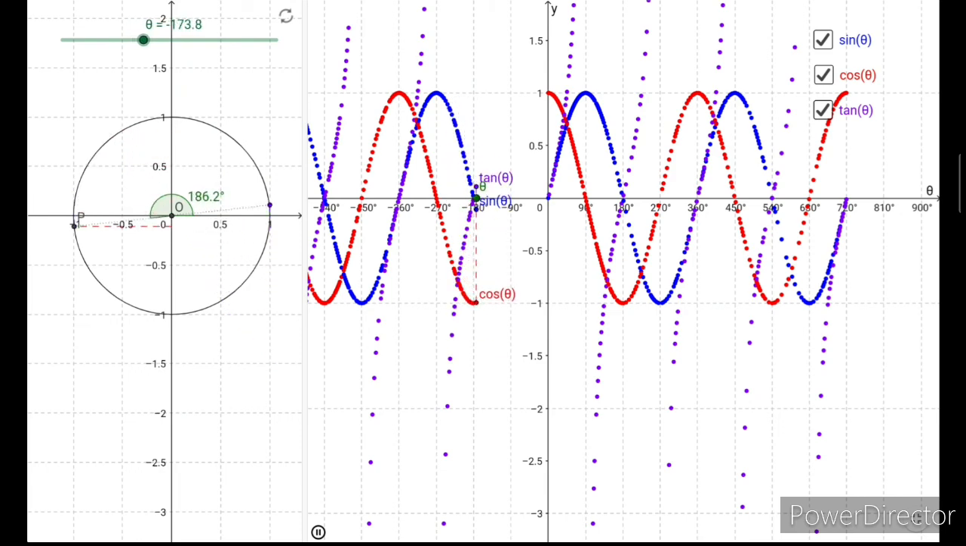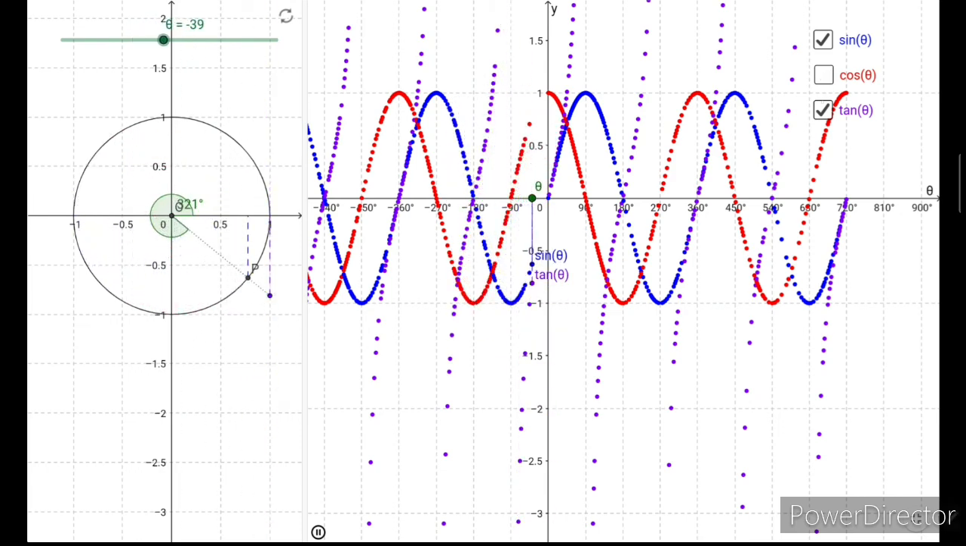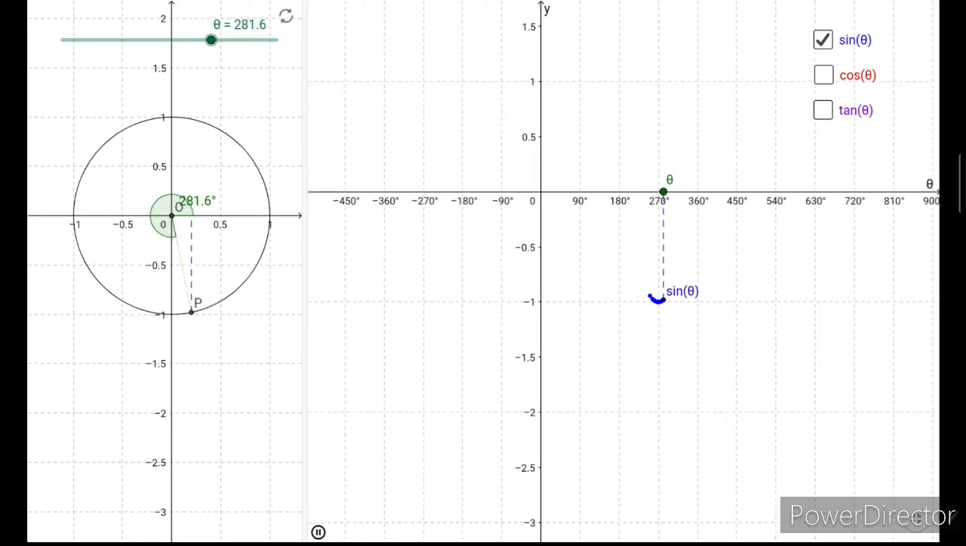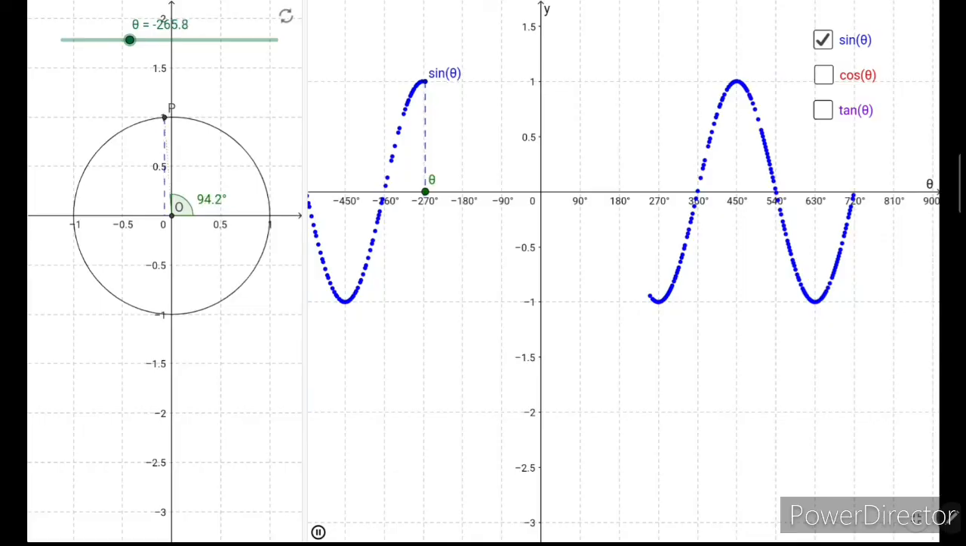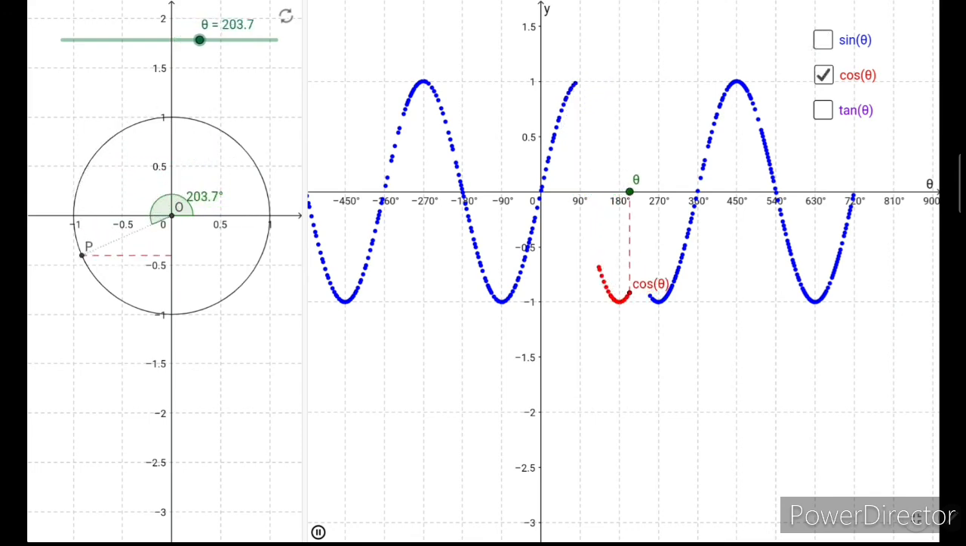We have seen the period of sin and cos. If you observe only sin, the period of sin is 360 degrees. If you see, after 360 degrees, it again keeps on repeating. From 360 to 720, it has this trend. After 720, it again behaves the same. So the period of sin is 360. If you observe cos, it also has the same period as sin.